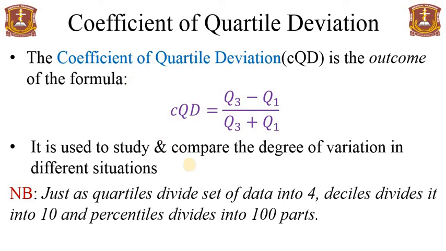So we can apply this measure of dispersion as a coefficient. Now, something to note: just as quartiles divide a set of data into 4, deciles divide it into 10, and percentiles divide it into 100 parts. So you need to know the trend. Remember, when we were explaining what we mean by upper quartile and lower quartile, there was a constant use of 4, and that indicates we are dividing our set of data into 4. When you're dealing with deciles, you need to change that 4 to 10, and when you're talking about percentiles, it is always over 100.